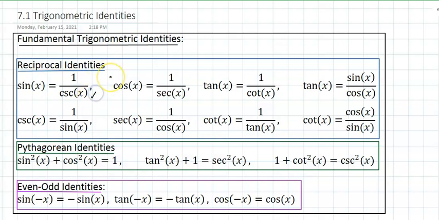Sine is 1 over cosecant, cosine is 1 over secant, tan is 1 over cotan. Tangent has a bonus, is sine over cosine, and of course the other way around as well.